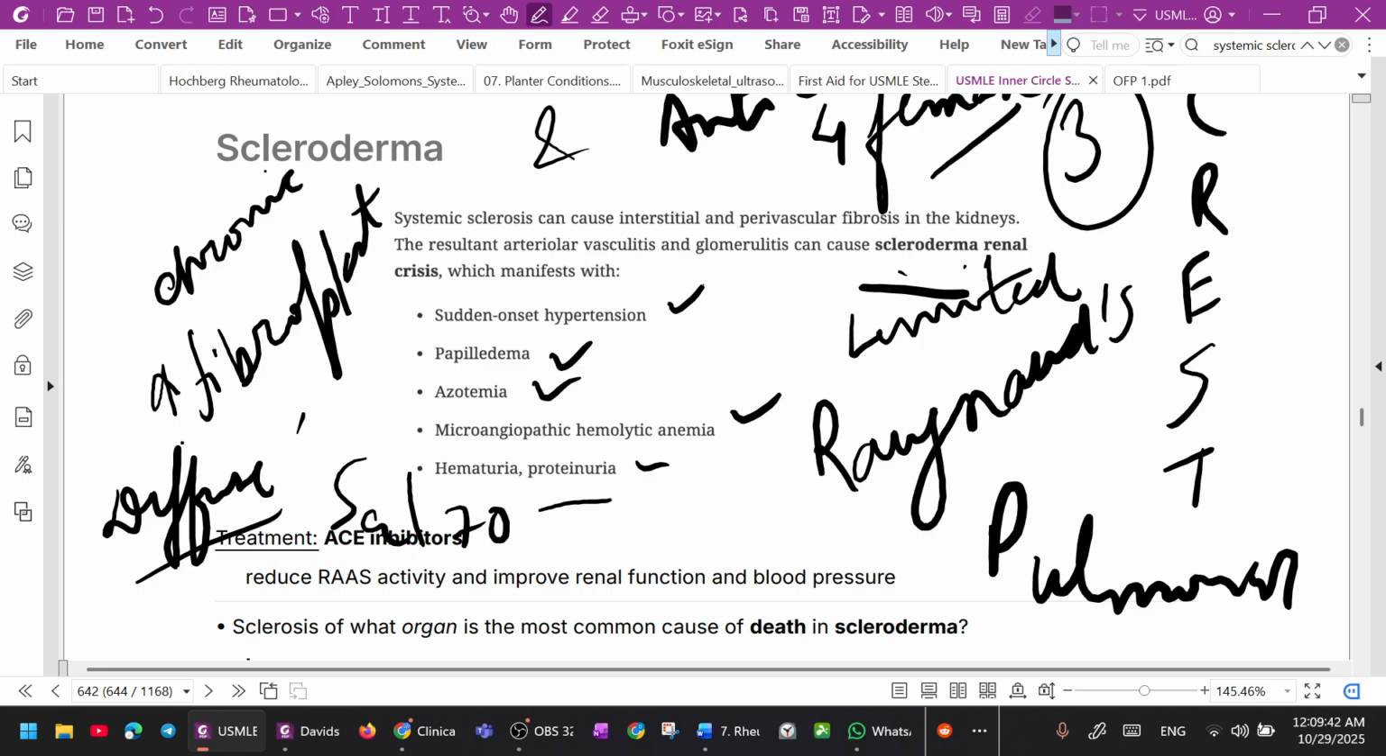Treatment is an ACE inhibitor. Renal crisis is linked with positive ANA, speckled pattern, which is very high yield, anti-RNA polymerase 1 and 2 antibodies, and absence of anti-centromere antibody. So with anti-centromere antibody, limited variety, there is no renal involvement. In the diffuse variety, there is renal involvement.